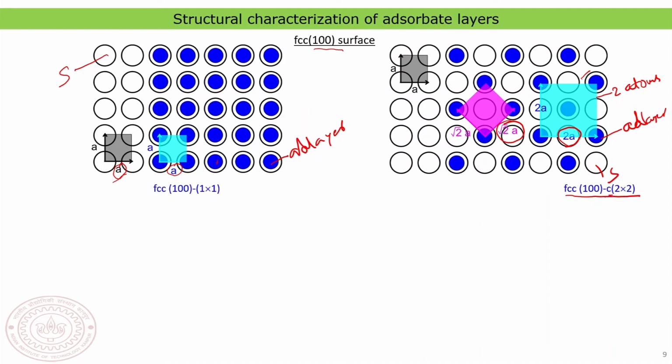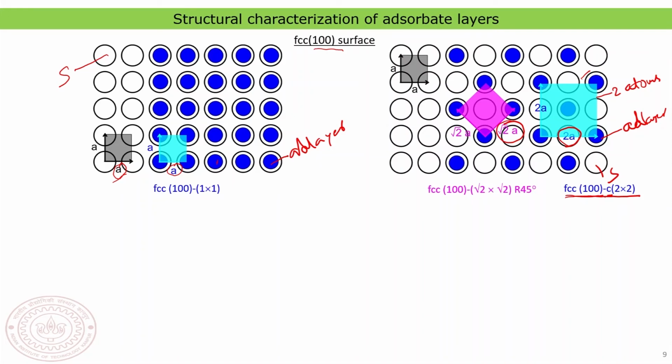And I also need to represent that this is a centered type of cell. So you have already seen that in the two-dimensional phase lattice, and therefore I would also call it a C2 by 2. So you first have to name the surface, which is FCC 100. C2 by 2 would be the name of the surface, the adlayer.